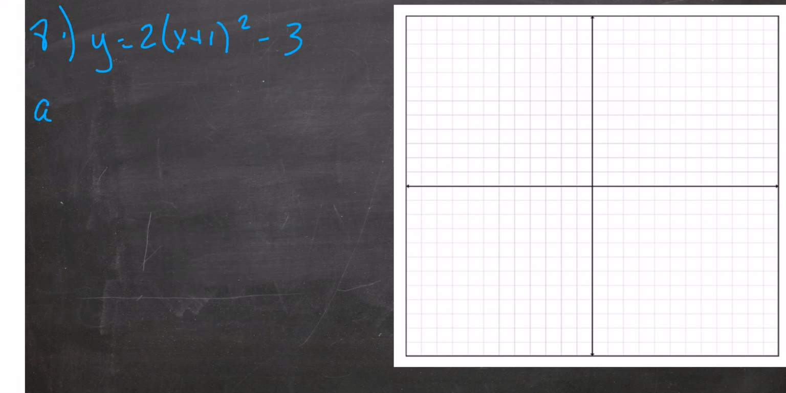Alright, once again, do the same thing. We have A is 2. H is 1. K is negative 3. So my vertex is going to be at 1, negative 3. So I go over 1, down 3, and I put a dot. That's where my dotted line goes.